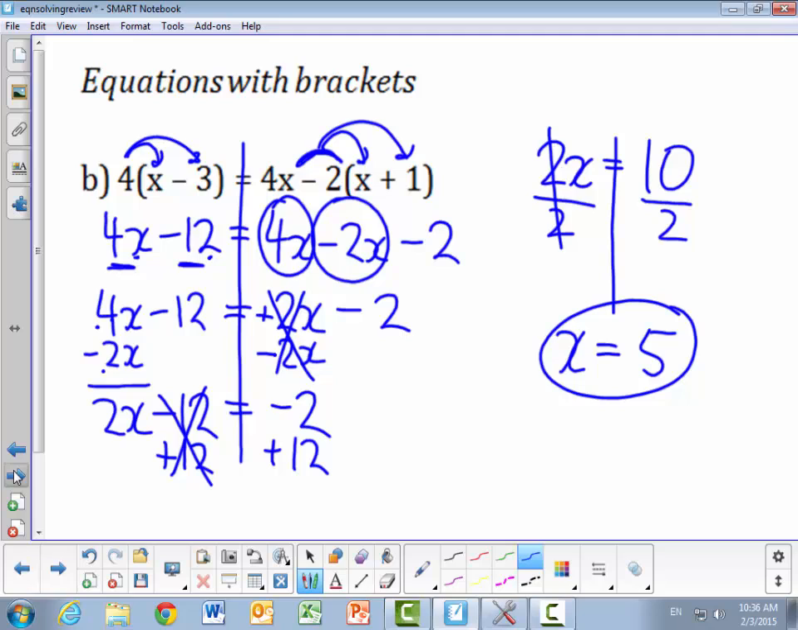So if you flip your assignment over, you'll see a couple of practice questions where you have equations involving brackets.